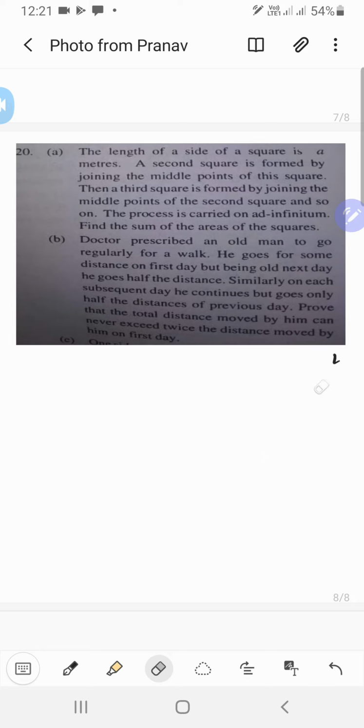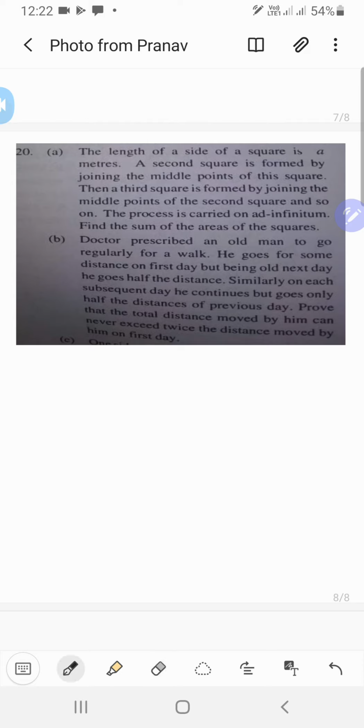Okay, so what are we supposed to find? A second square formed by joining the midpoints of the square, then a third square, then a fourth square, and it keeps on going like that. The process is carried on to infinity. I mean, it's carried on forever. Find the sum of the areas of the squares.